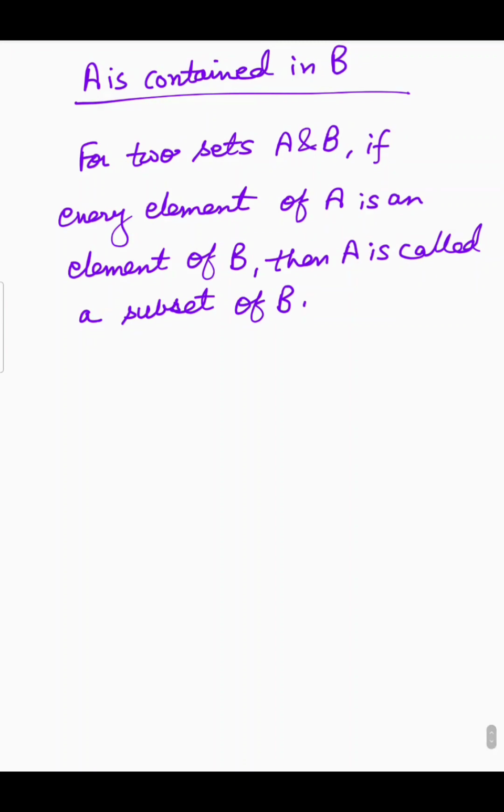So how do we write it? A is a subset of B symbol wise. Yes.